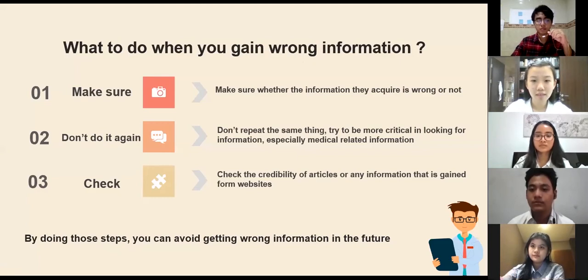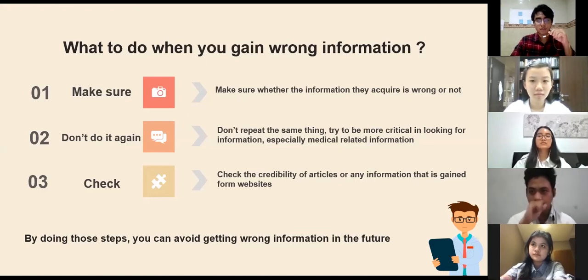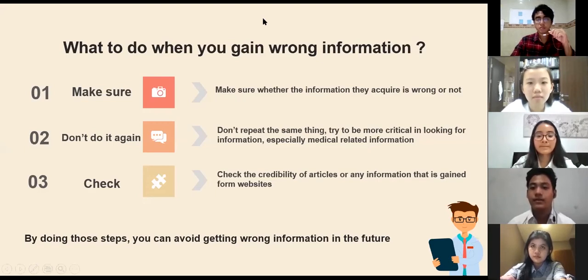The first step is a preemptive one. Before consuming information, it is wise to make sure that the information being consumed is right. This can be done by briefly cross-checking the new information with old ones at hand. The second one takes place after realizing that some information being consumed is wrong. The key is to make sure that it doesn't happen again in the future.